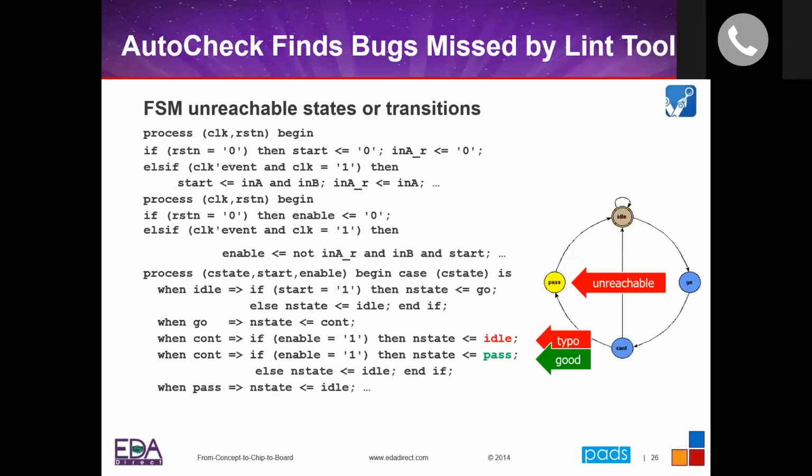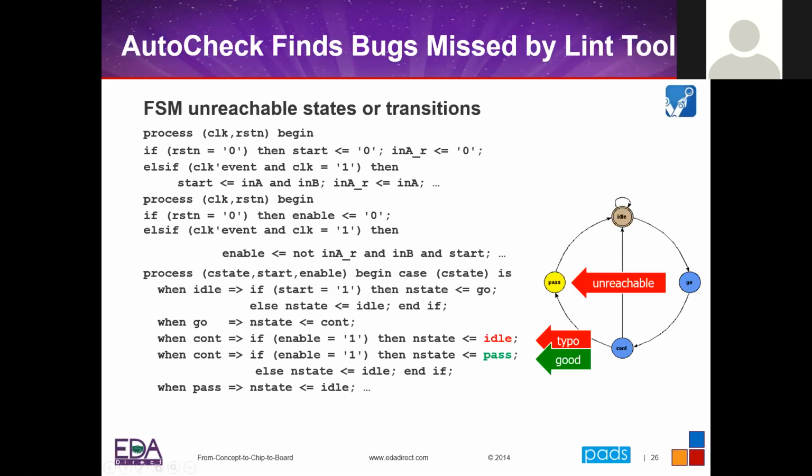So they are complementary. So here's an example of something that a lint tool would say was fine, but because of the formal engine, we would catch it. A lint tool would look at this and say everything's good here. If I look at my state machine here, to get out of pass, to get out of this continue, if enable is 1, you go to idle. Otherwise, if enable is 1, go to pass.